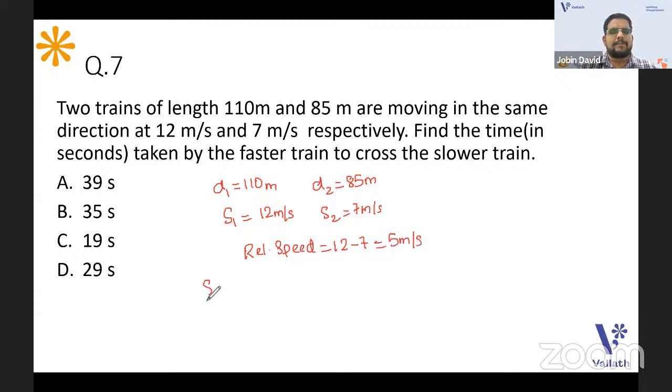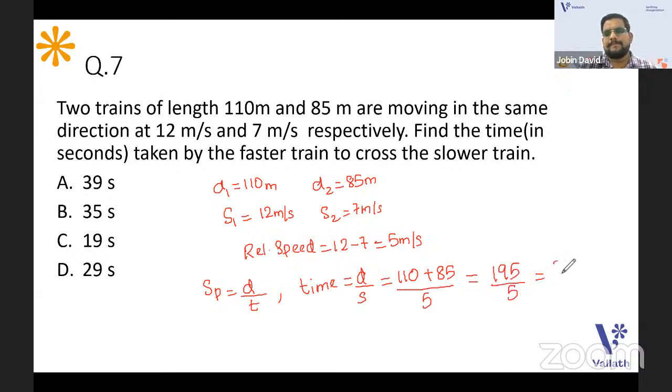So what is the formula for speed? Speed is equal to distance by time. From that, we can take time is equal to distance by speed. What is the distance? 110 plus 85, because the trains are moving in the same direction, the distance should be added obviously. So 110 plus 85 divided by 5, that is 195 by 5. We'll get the answer as 39 seconds. So 39 seconds will be the correct answer.